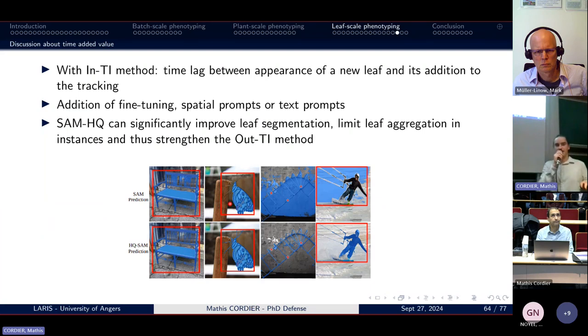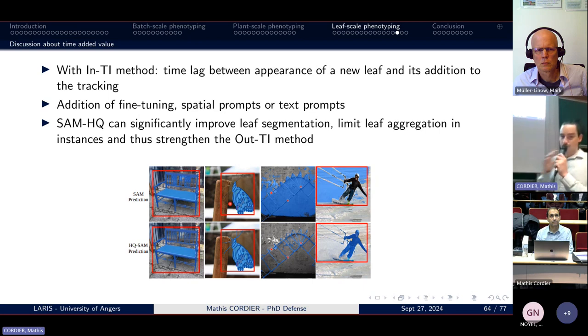A first thing that we can say here is that with the method detecting the new object inside the tracked instances, we have a time lag between the appearance of a new leaf and its addition to the tracking, because we need a sufficient separation of the two leaves inside the instances. So this explains why we have such a time lag. And we can also expect better results from this method by adding fine-tuning of the spatial form sort exponents.